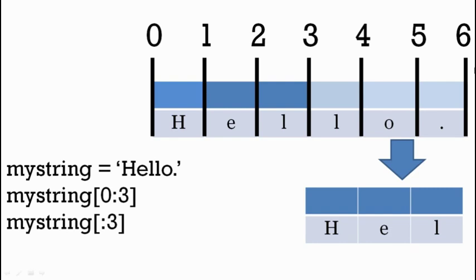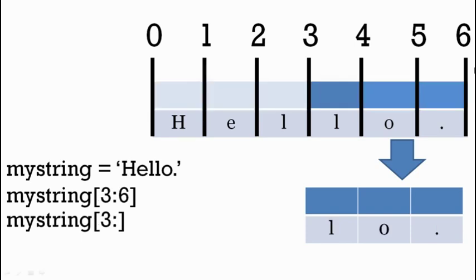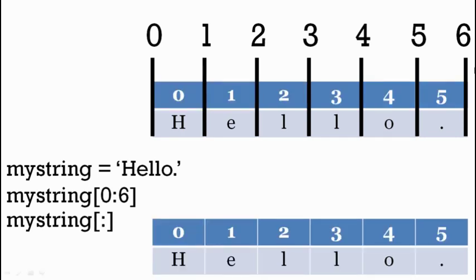Again, the same as lists, 0 to 3 would be HEL, and we don't need to put the 0 in. So if you see the colon and then 3 or a number, then it means go from the start to that number. Again, if we go 3 to 6, we don't need to put 6 in if it's at the end, so 3 colon will go 3 to the end. And if we're going from the whole beginning to the end, the whole string, we can just use colon. So that's useful if you just want to create a copy of something. So just a colon in brackets will be the whole string.